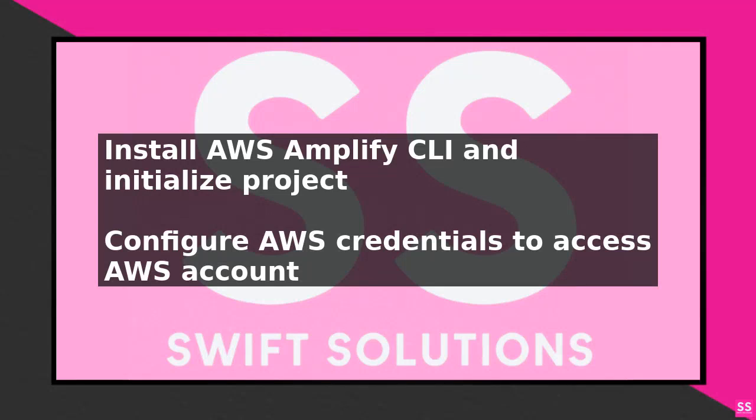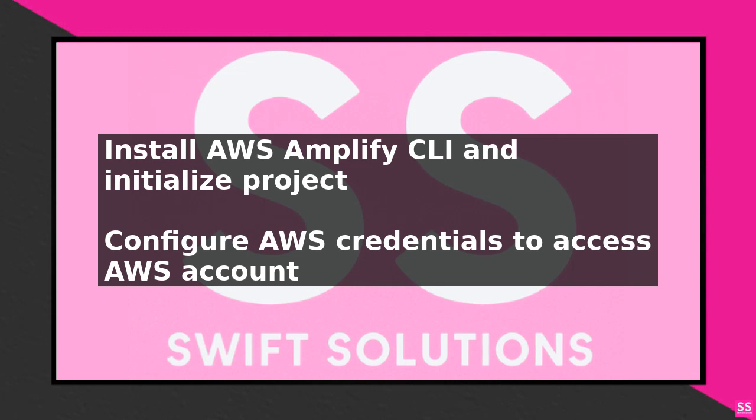Configuring AWS Amplify DataStore is a straightforward process that enables you to leverage a scalable and secure data storage solution for your mobile and web applications. To get started, you need to install the AWS Amplify CLI and configure your project.